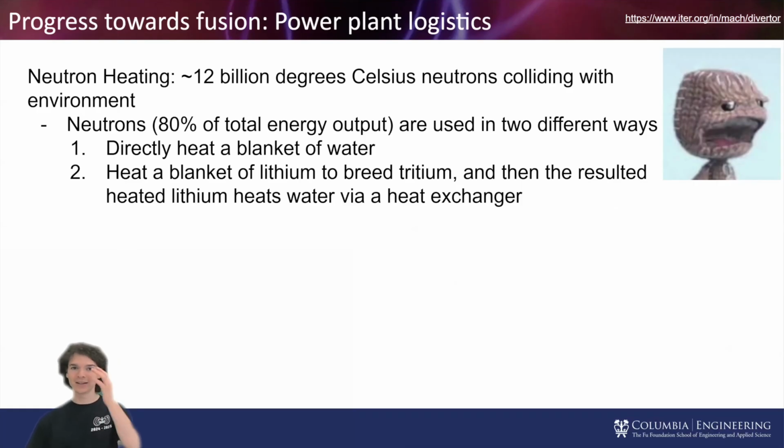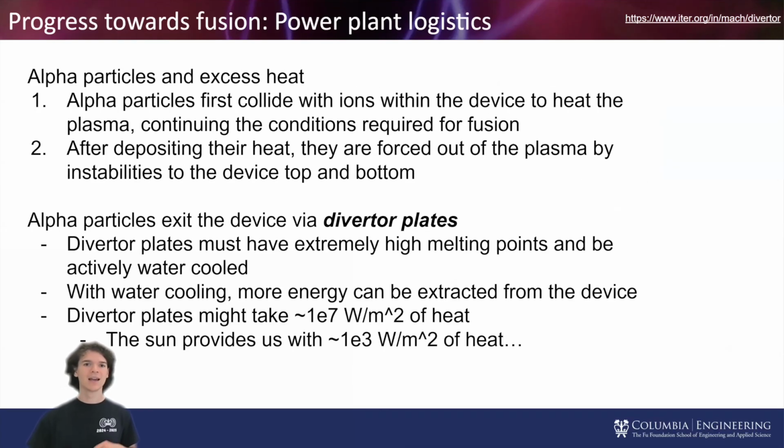Obviously, 12 billion degree Celsius neutrons are quite energetic, and they are very hard to deal with coming out of your device in terms of materials and such. And we talked briefly about that before: having materials that can sustain that type of bombardment. Now, the alpha particles first collide with ions within your device, and they're contained within the device, or they need to be, to continue to heat the plasma and continue the conditions required for fusion.